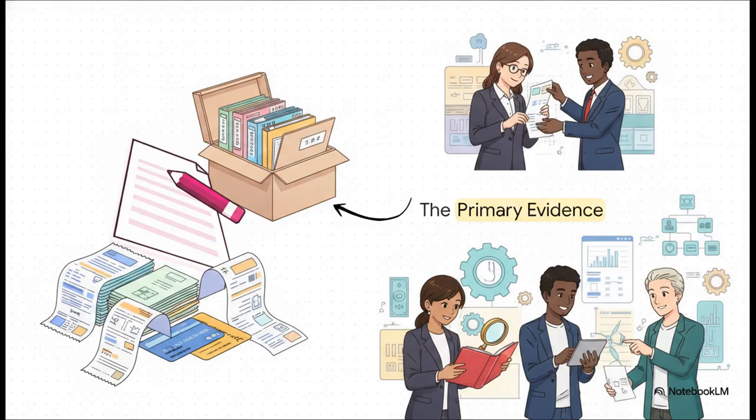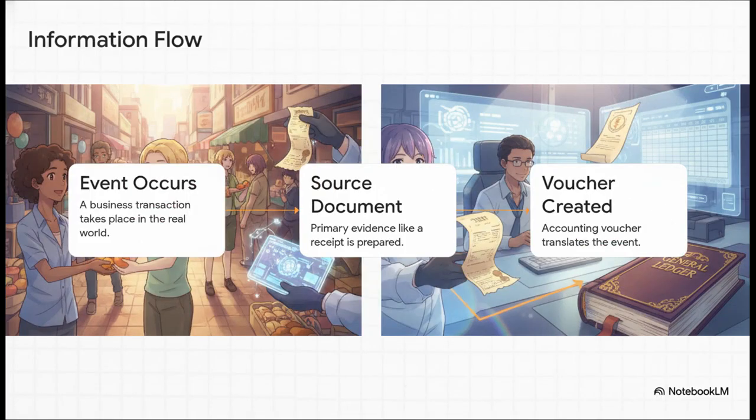So whenever an exchange happens, a source document is the very first thing created. And because businesses have to be insanely organized, all these documents are serially numbered, carefully filed in chronological order, and tucked safely away. So the really crucial thing to grasp here is the flow of the information. Step 1, a business event actually happens. Step 2, a source document, like a raw everyday receipt, is prepared as our primary evidence. But here's the thing, that raw receipt just isn't structured enough for the official accounting books. It needs to be translated. And that brings us directly to Step 3, the creation of the accounting voucher.